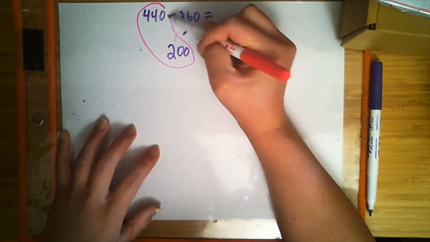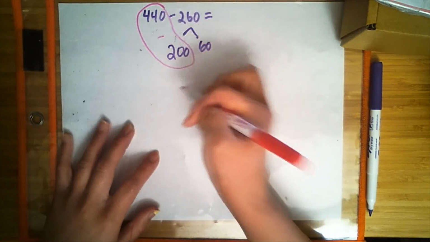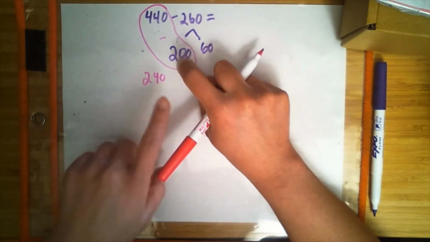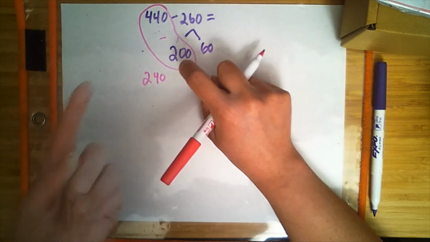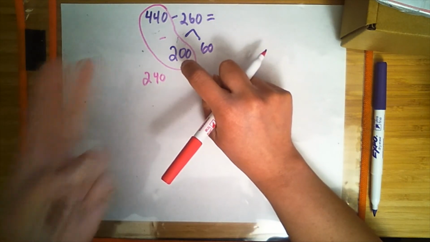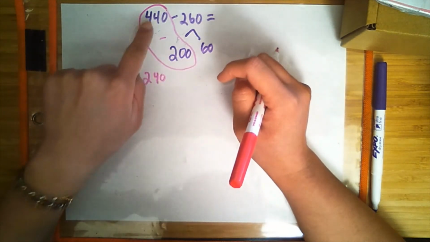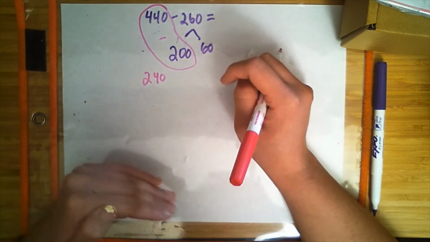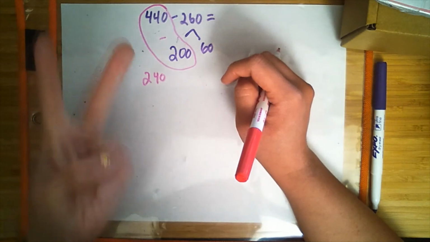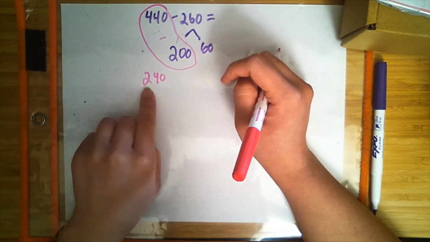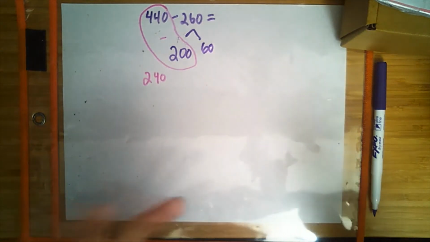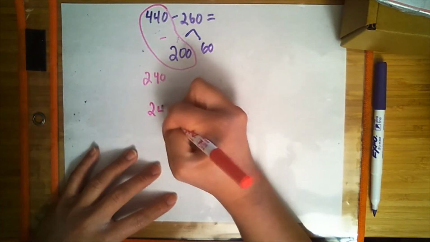440 minus 200 is going to put me at 240 because remember, with 200s, that's the same thing as taking away 200s. And so I know that the digit in the whole is going to get smaller or decrease by 2, which it did. So now it's 240. We have 240 and 60 left to work with. Let's go ahead and work with that.